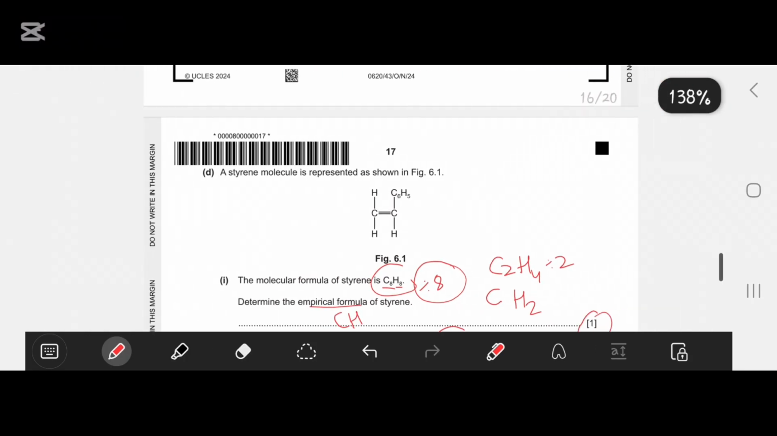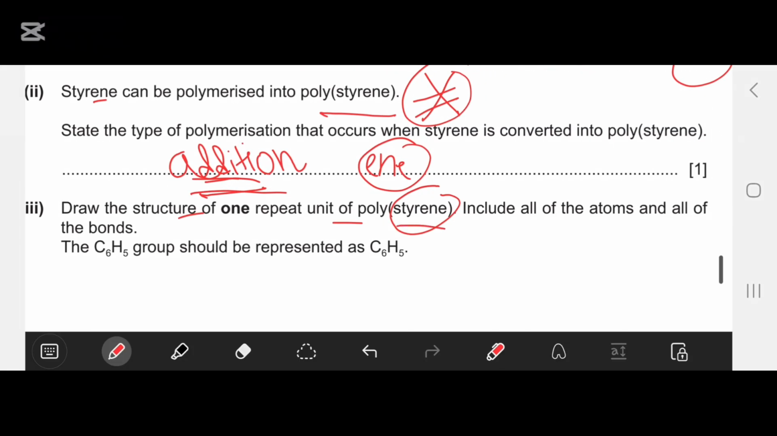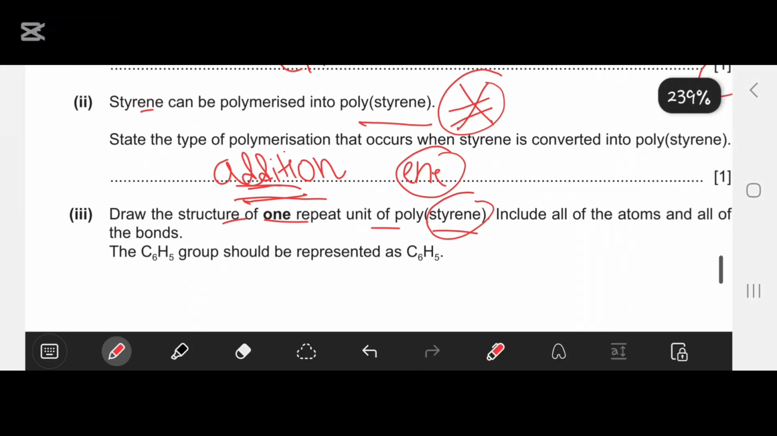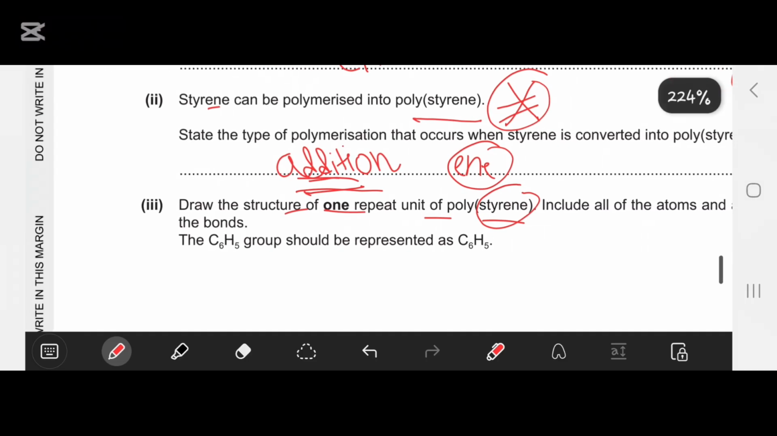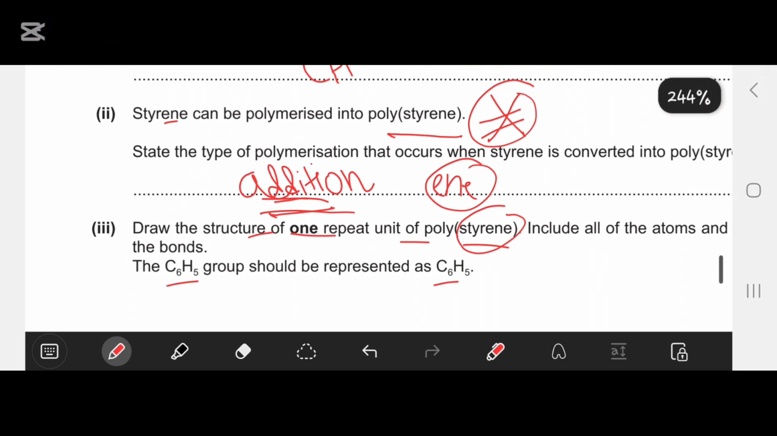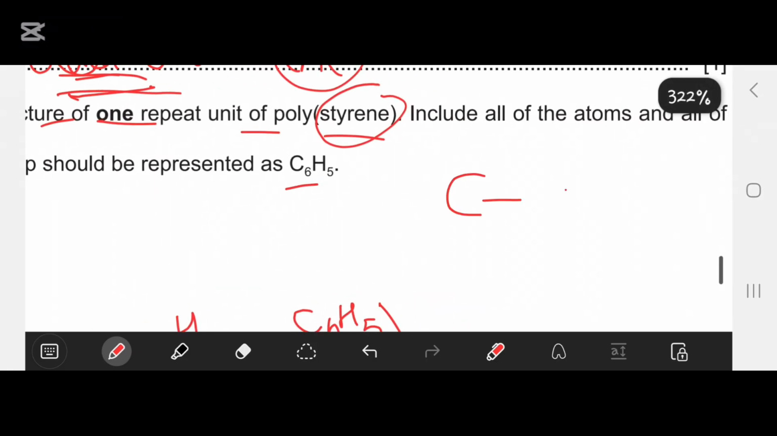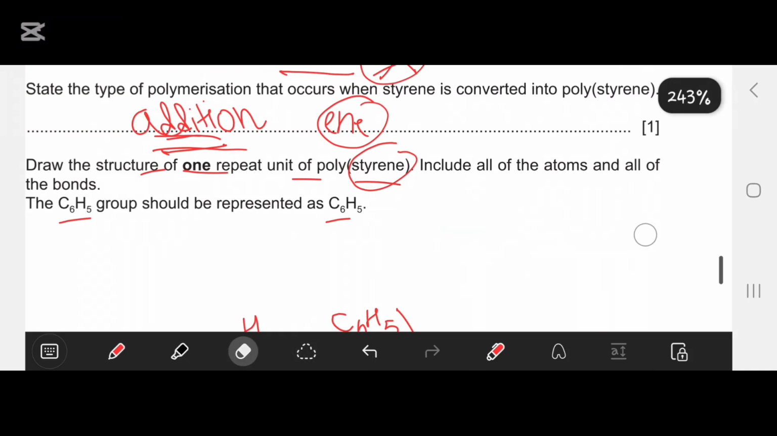Alright, he wants us now to draw the structure of 1 repeat unit of polystyrene. He said 1 repeat unit. Include all of the atoms and all of the bonds. The C6H5 group would be represented as C6H5. The last line means that we wouldn't change the C6H5, because some people would write it like this. No, he wants you only to write it as a molecular formula.